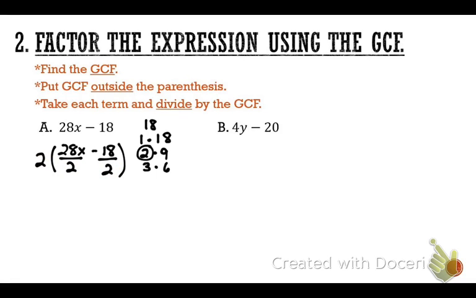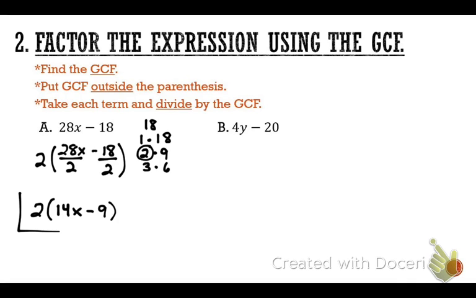I'm going to drop down my 2 that's on the outside. What is 28x divided by 2? 14, and what family is it in? X. So that would be 14x. Now I'm going to drop down my minus sign that I had up there in the original problem. And the next part you want to do, 18 divided by 2. What is 18 divided by 2? 9.